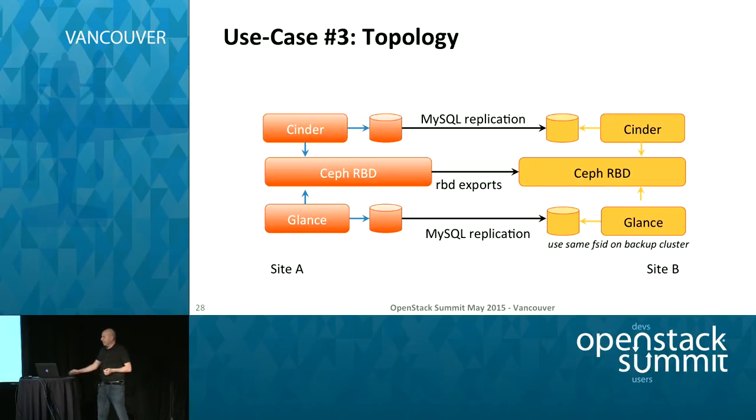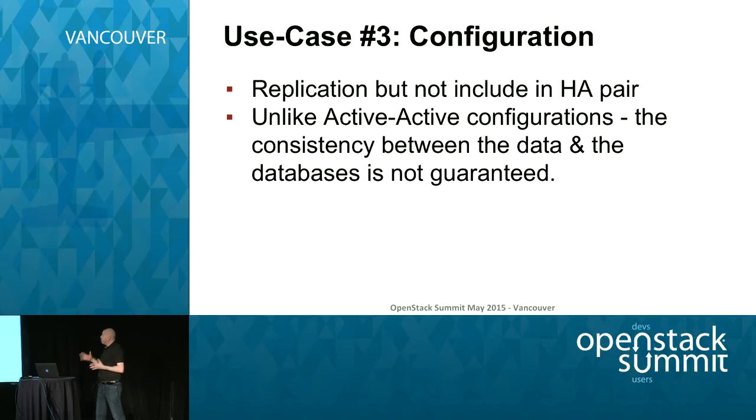Now, the replication does not include the HA pairs, right? But we're doing it between the two nodes. And unlike an active-active configuration, and I think Neil touched upon it a bit, the consistency between the data and the database is not guaranteed. Because I'm the admin, I need to control when to take the exports. I need to actually align the consistency windows. And again, you can automate some of it, as we saw earlier. You can schedule a cron job to do the work, but it's still admin work to make it happen.